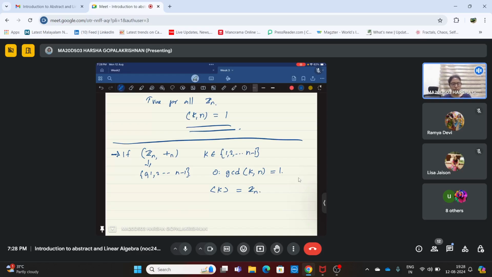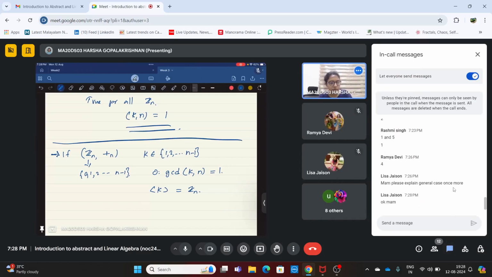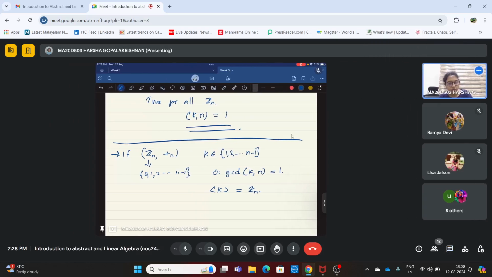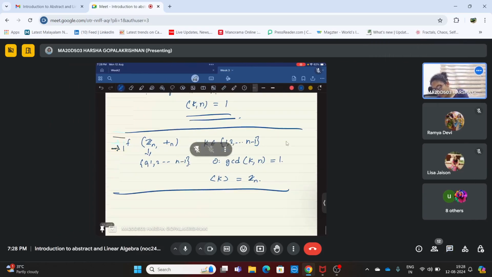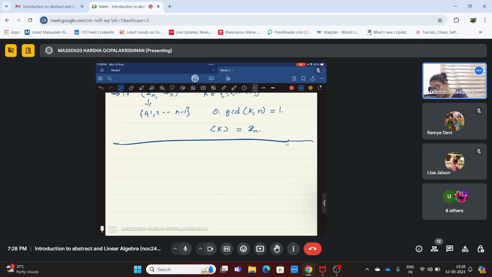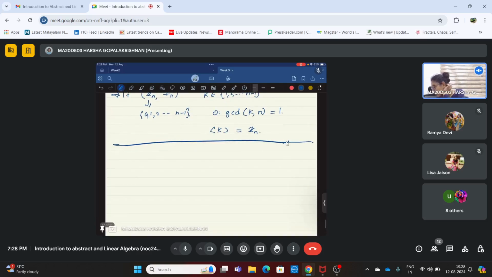That is what I was telling. If it is not 1, it will not generate. So if you want to find the number of generators, or what all the generators are, find all the elements below n minus 1 such that GCD of that element with n equals 1. Is that clear? Okay, good. That's all.